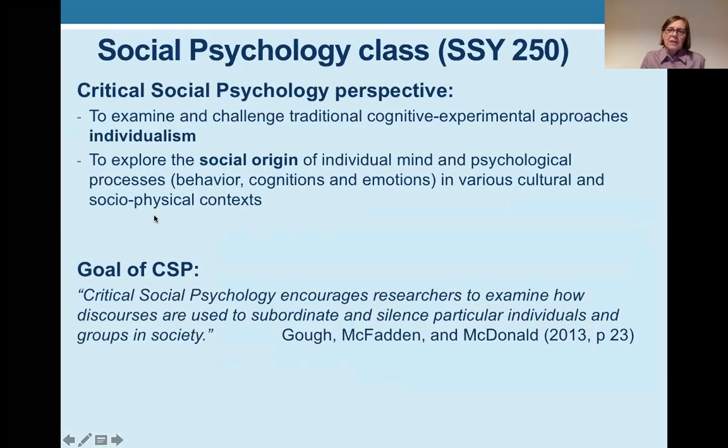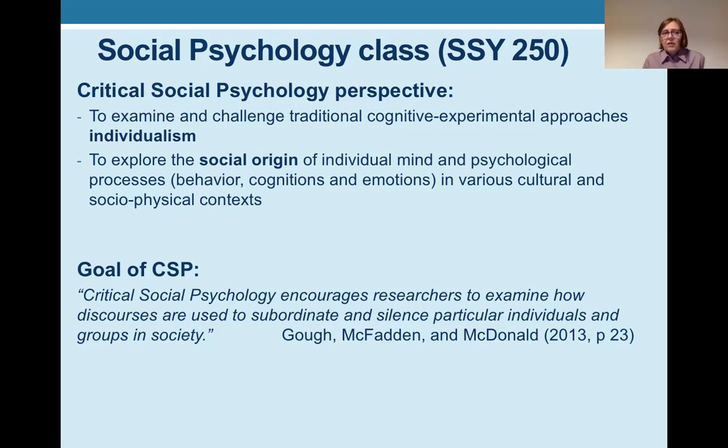In this class, we use critical social psychology perspective that challenges traditional cognitive and experimental approach that is used in social psychology that heavily relies on individualism and explaining all psychological processes from individualistic perspective. Critical social psychology perspective explores the social origin of human mind and all psychological processes, including behavior, cognition, and emotions, in the cultural and socio-physical context.